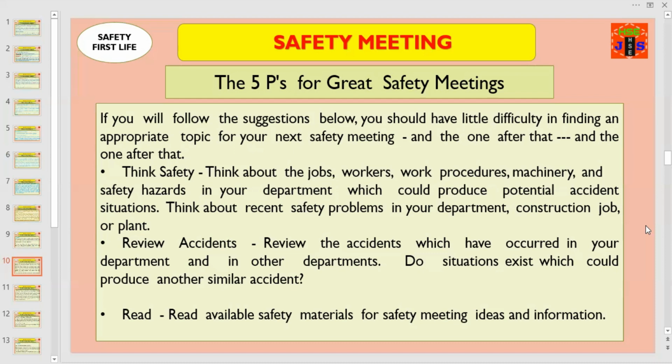Point number 2, review accidents. Review the accidents which have occurred in your department, at your work site, on your project, and in other departments as well. Do situations exist which could produce another similar accident? How can you prevent such reoccurrence? This should be part of your safety meeting. Point number 3, read. Read available safety materials for safety meeting ideas and information.